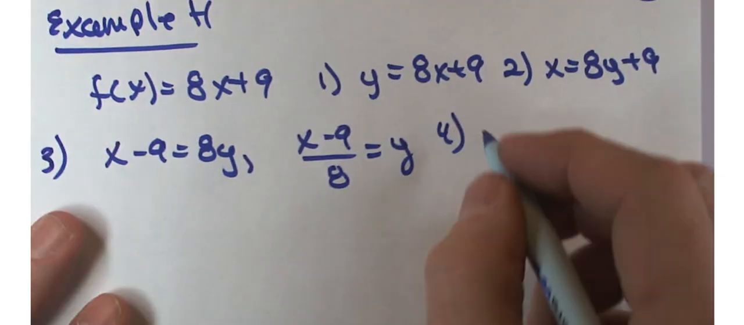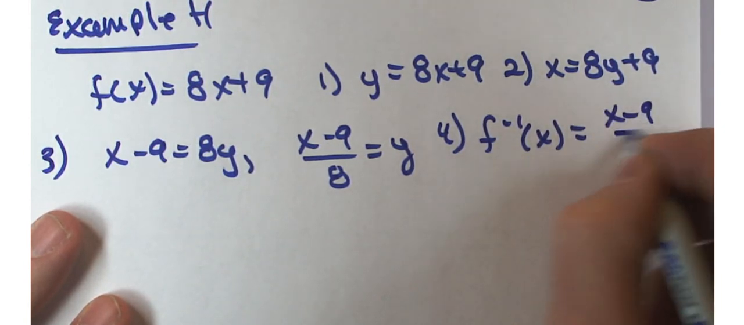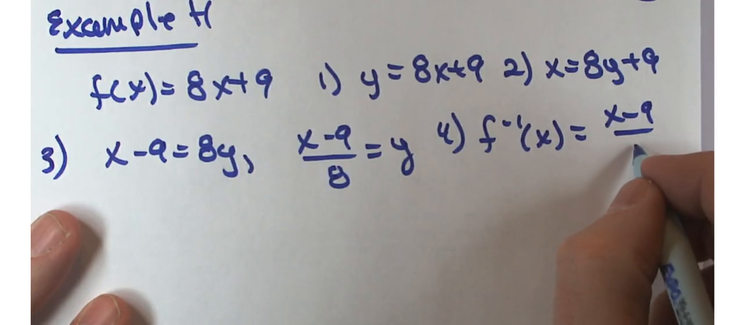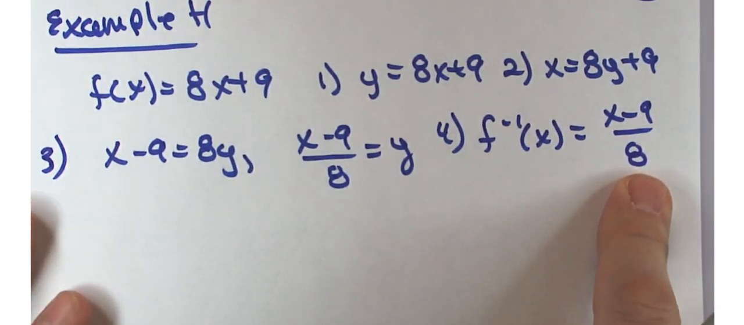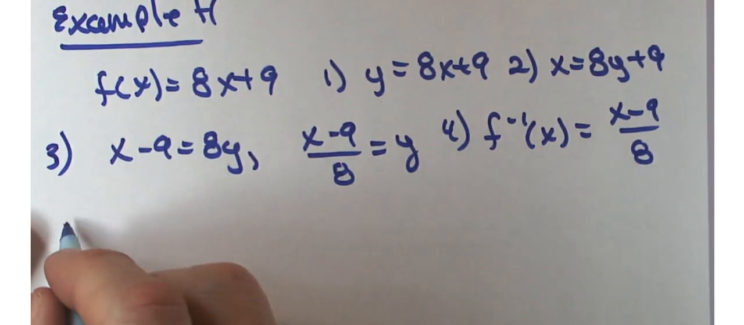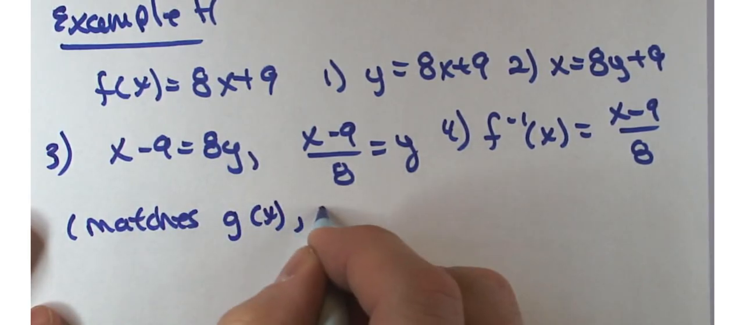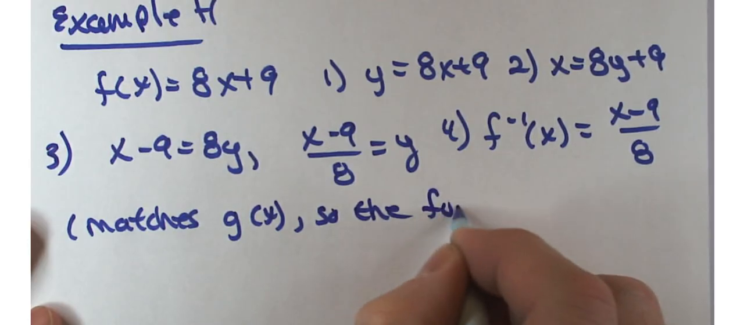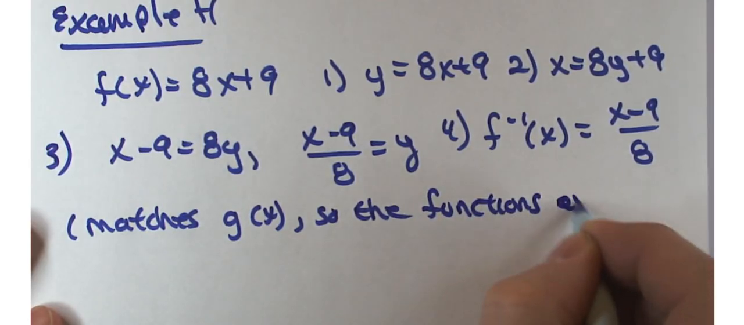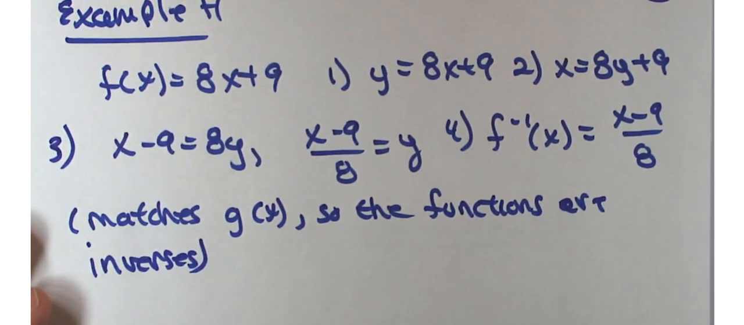And then the very last step that I want to see, if I asked you a problem like this on the exam, would be to write it as f inverse of x equals x minus 9 over 8. And that function matches our g of x. So those two are inverses. So the functions are inverses. Nice. So that's two ways you can check to see if those two functions are inverses. Let's do one last one.